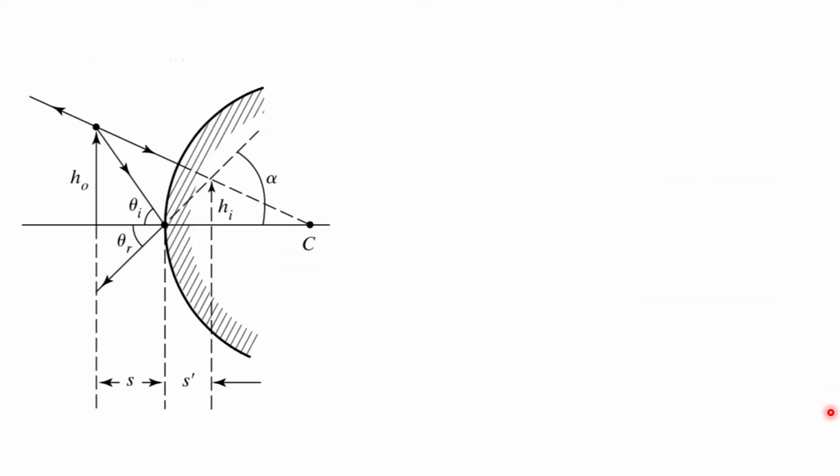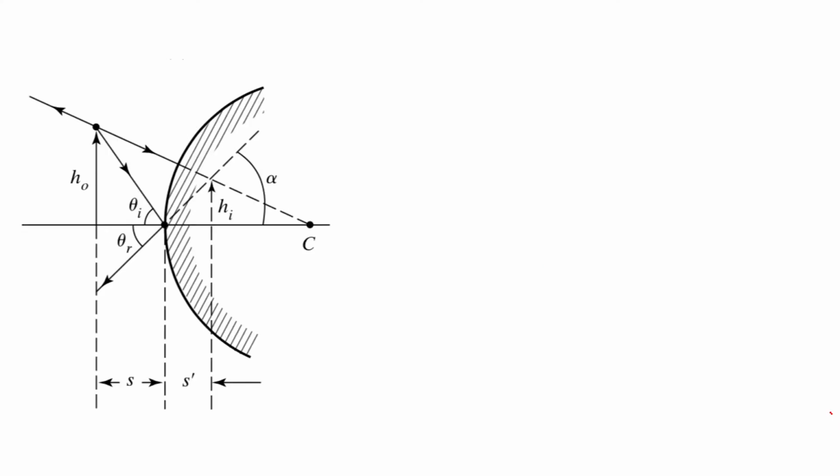Now let's look at, instead of a point object, an object of a height h0. Again, to look at how the image forms, we would draw two rays, right? The first ray hits from the top of the object, it hits the vertex V and it is reflected, and these two angles are equal, theta I is equal to theta R.